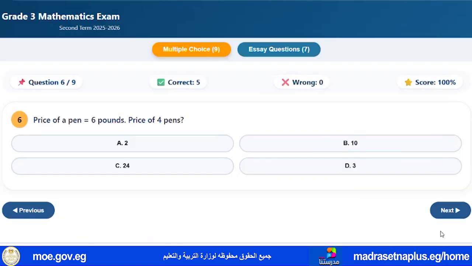Good. Next, if we have 4 pens, and the price of each one is 6 pounds, can you tell me the price of 4 pens? I told you before, you should know what is meant by this problem. Is this adding, subtracting, multiplication, or division? Yes, multiplication. So I need to multiply 6 by 4. 6 times 4 equals 24. For any problem, you should read it carefully.